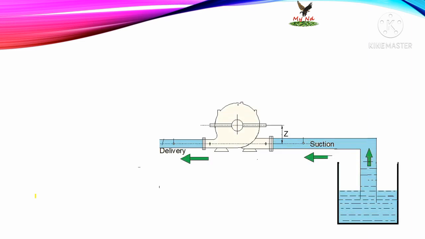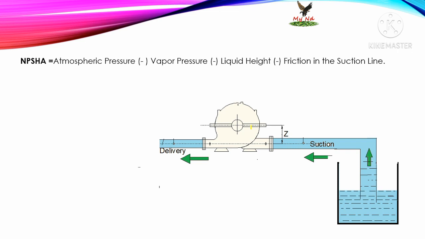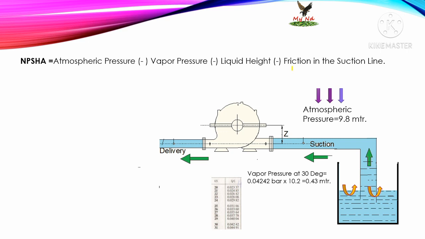We take another example, of a negative suction. Negative suction means the water level is below the impeller center. NPSHA is equal to atmospheric pressure minus vapor pressure minus liquid height minus friction in the suction line. Suppose at a site the atmospheric pressure is 9.8 meter, and vapor pressure at 30 degrees Celsius is 0.43 meter as per the steam table.